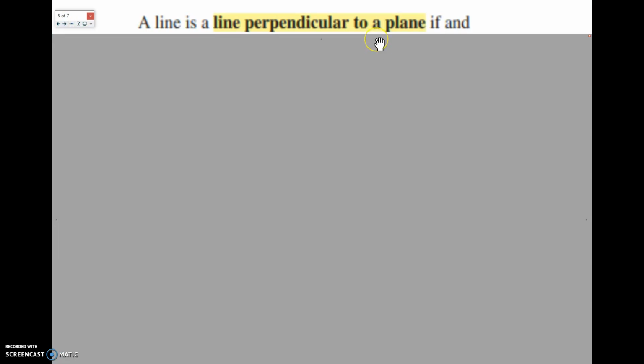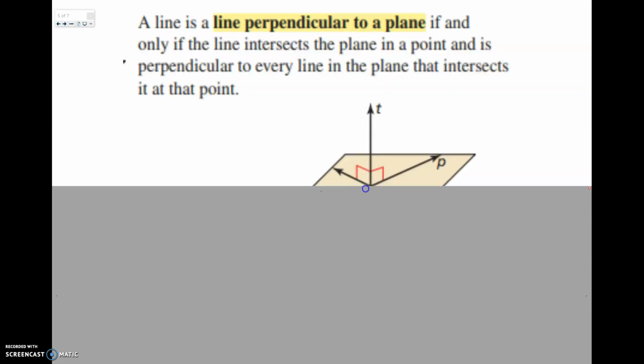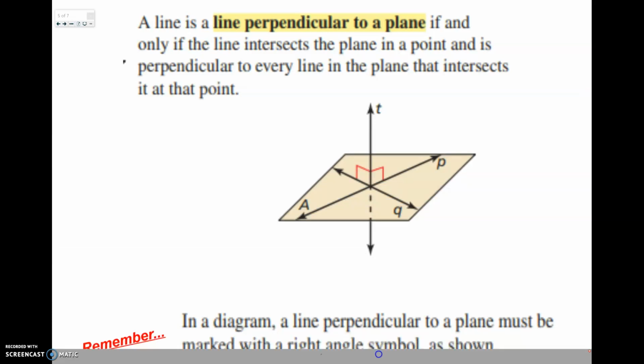A line is perpendicular to a plane if and only if the line intersects the plane in a point and is perpendicular to every line in the plane through that point. Look at T: see how it comes down, and it is perpendicular to PA, and it is also perpendicular to Q. How do we know that? From those red angle marks. Remember, in a diagram, a line perpendicular to a plane must be marked with the right angle symbol. In order for it to be perpendicular to a plane, it will be perpendicular to every line in that plane at that particular point.